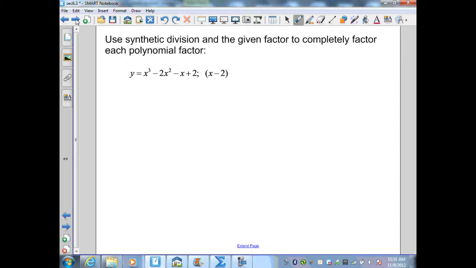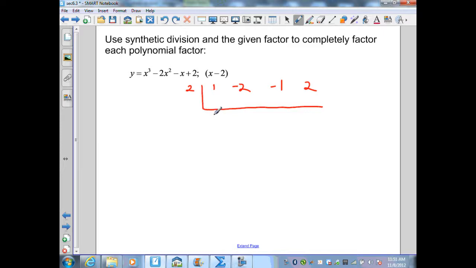Let's take a look at another example. Again, they want to use synthetic division in the given factor to completely factor. So to do that, I need my a, which in this case, they show a negative 2, but I changed the sign. A is actually 2. And I write the coefficients with eliminating the variables and exponents. So 1, negative 2, negative 1, and 2. I have no missing terms, x cubed, x squared, x, and then my number.